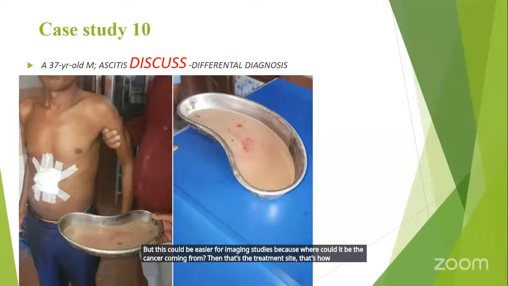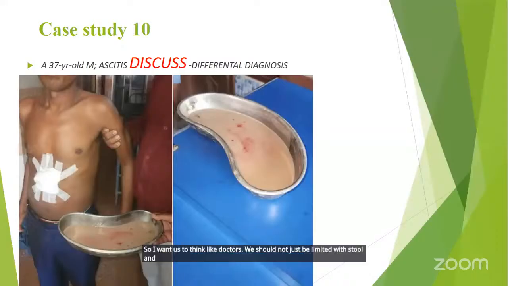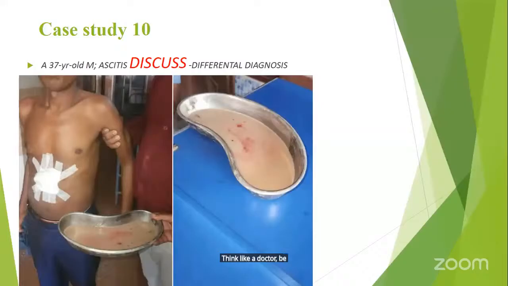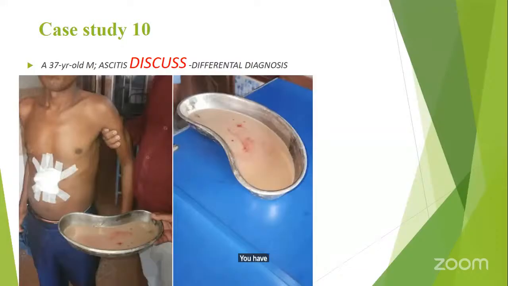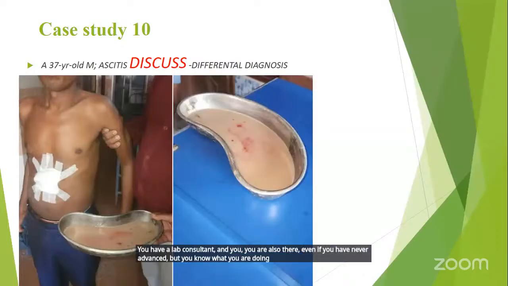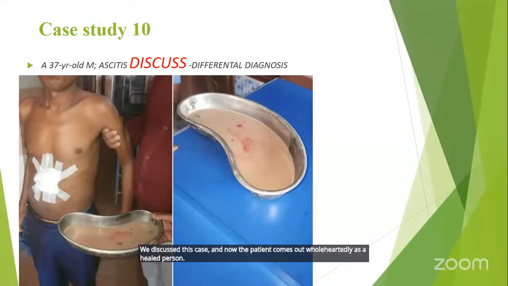That's how treatment starts. So I want us to think like doctors. We should not just be limited to stool and urine as our samples. Think like a doctor, be able to examine a patient, be able to refer, be able even to discuss your cases with the multi-teams. You have a radiologist, a doctor, a physician, a lab consultant, and you are also there, even if you have never advanced, but you know what you are doing, you have to be on that board. You discuss this case, and now the patient comes out wholeheartedly as a healed person. I hope I'm very clear.